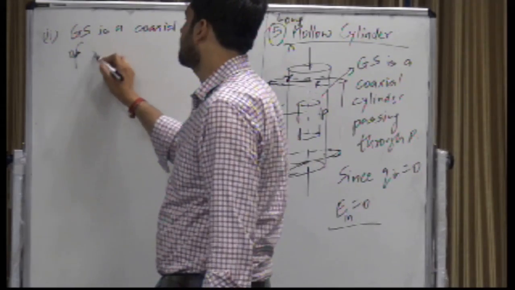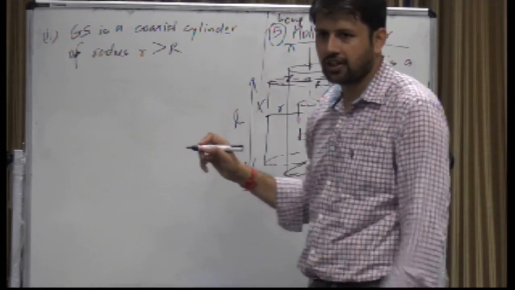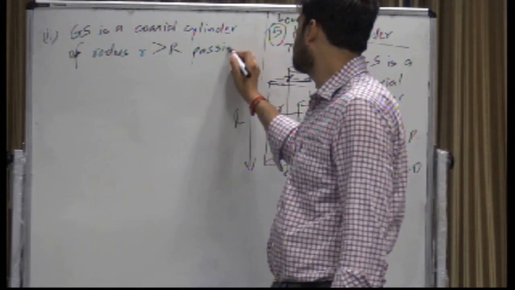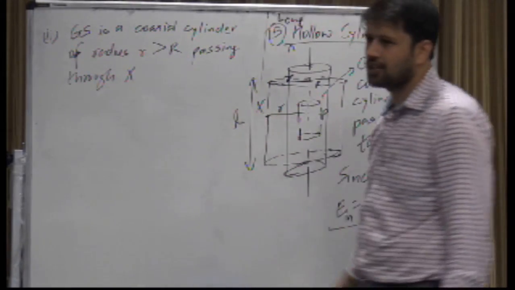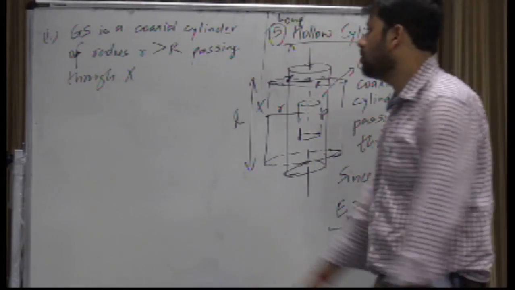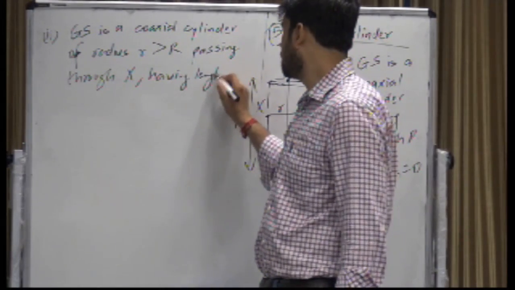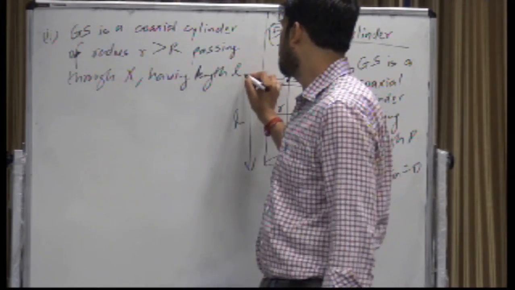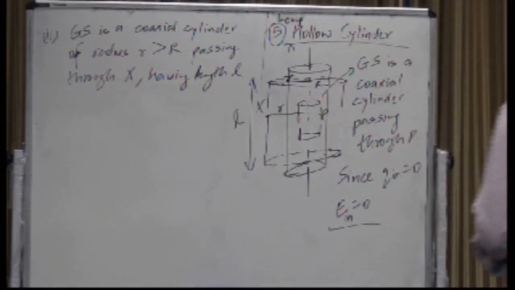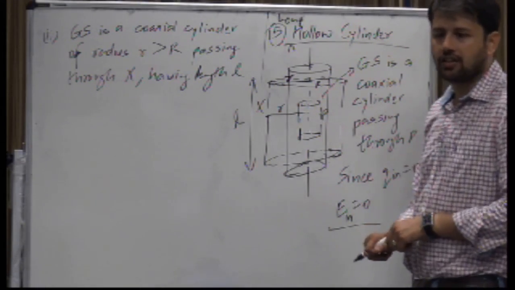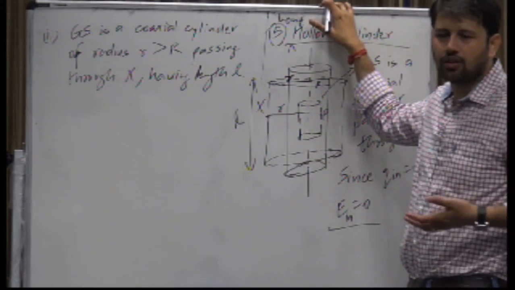So the Gaussian surface is a coaxial cylinder of radius small r greater than capital R, passing through x. No, I already took x, q is used for charge. Passing through x, having length L. For this, it is a long cylinder, which means the total charge on this cylinder is not known.